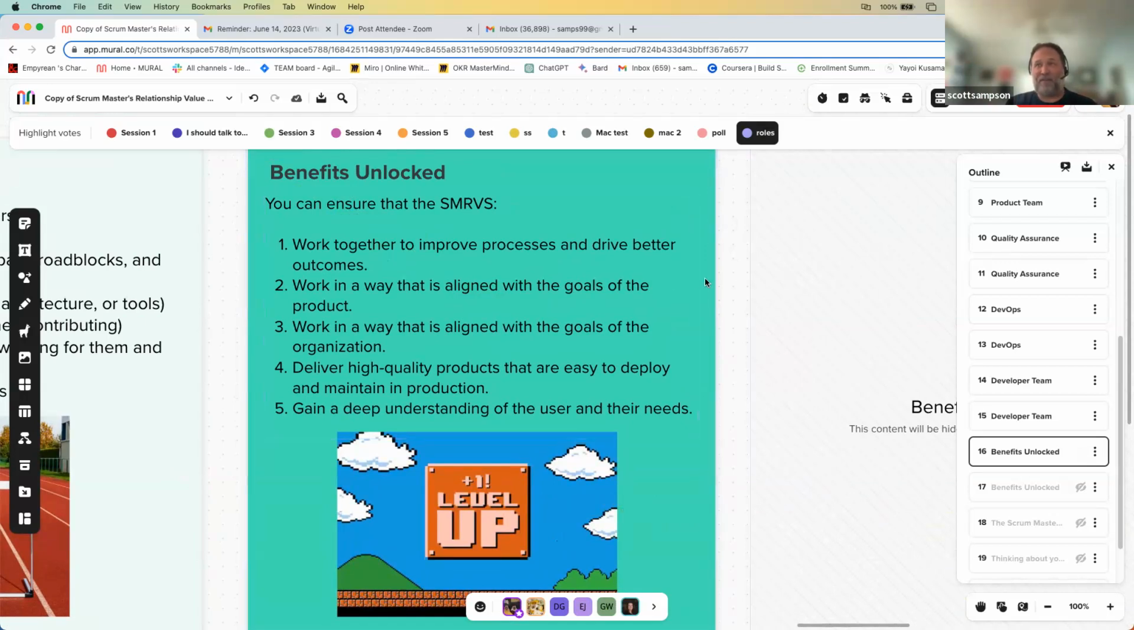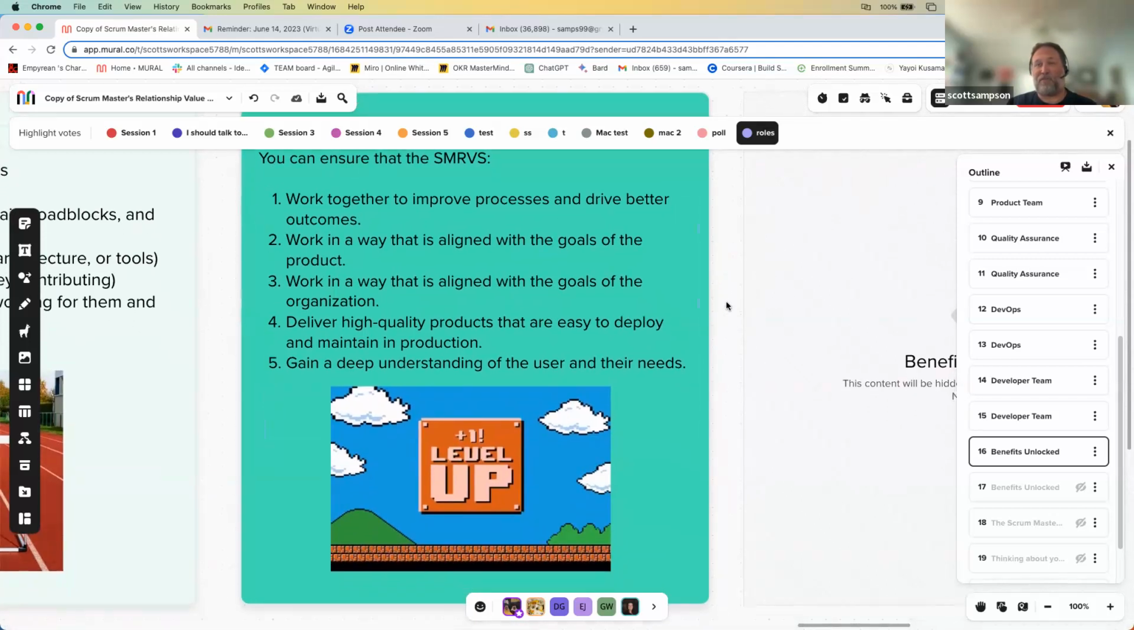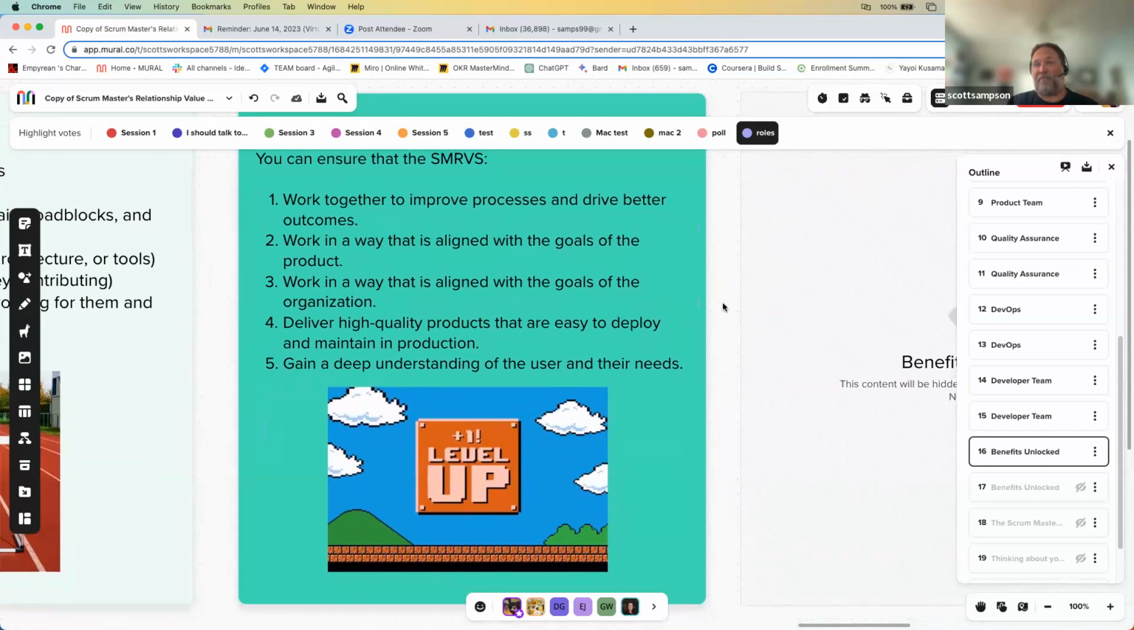Make sure they're aligned with the goals of the product and the goals of the organization, and they're working in a way that does that. Of course, I mentioned delivering high quality products by doing all of these things, working with these teams and helping them as a Scrum Master on the additional topics besides just Scrum. I think this number 5 is really important.